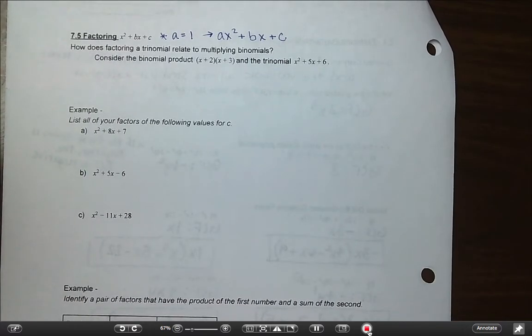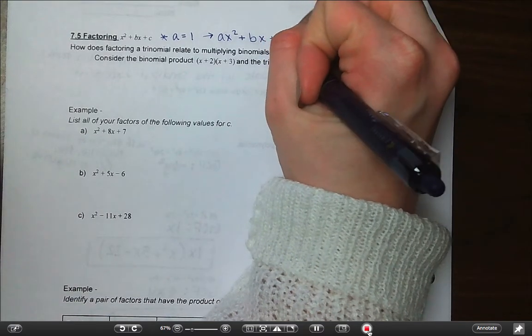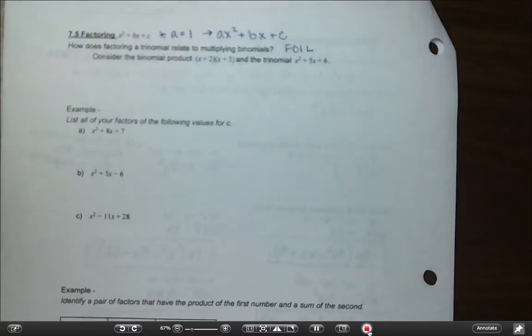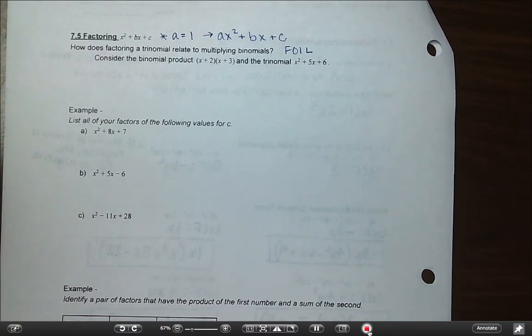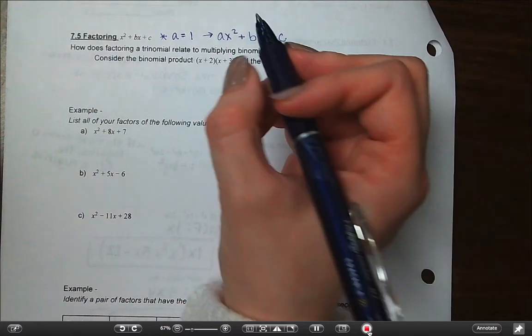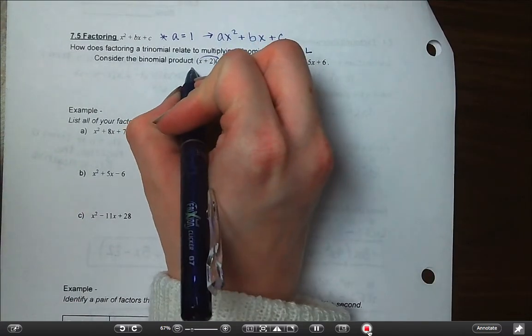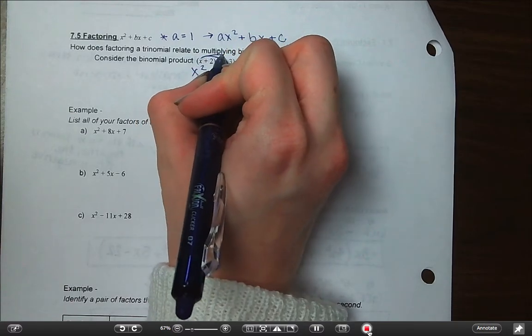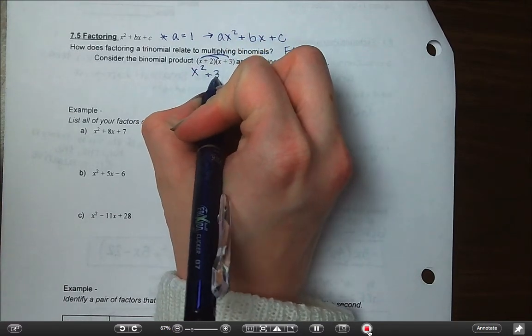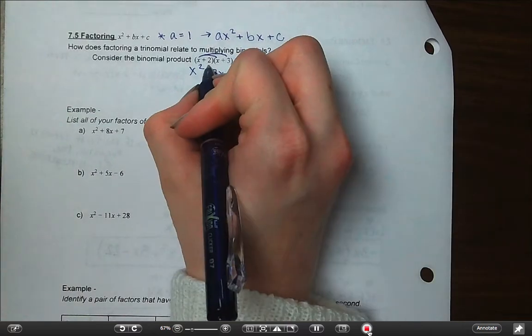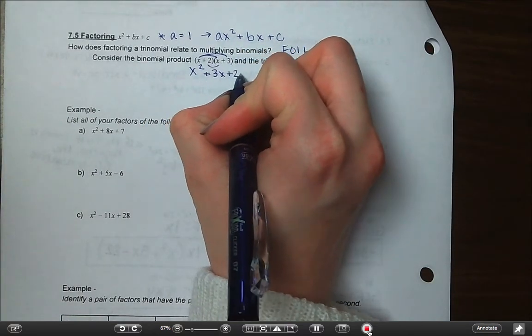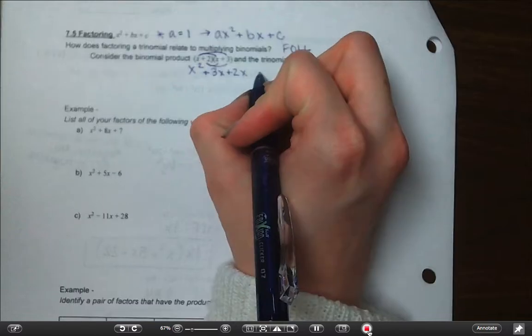So first we're going to look at how we multiply binomials. Remember, we use FOIL. So if we want to consider the binomial product, the quantity of x plus 2 times the quantity of x plus 3, and see how it relates to the trinomial x squared plus 5x plus 6. So if we FOIL, we have x times x, which is x squared, x times 3, which is 3x, 2 times x, which is 2x, and 2 times 3, which is 6.